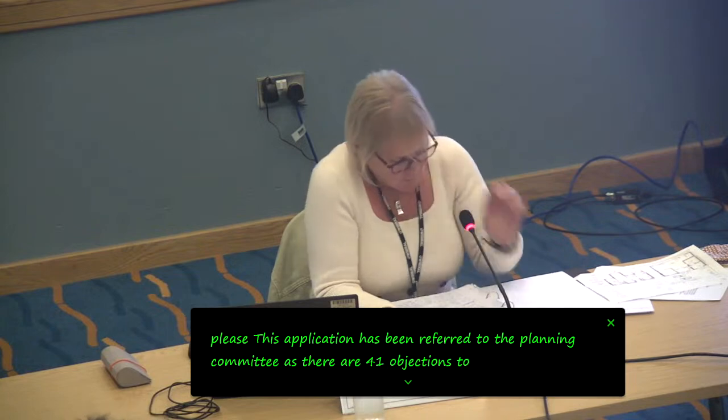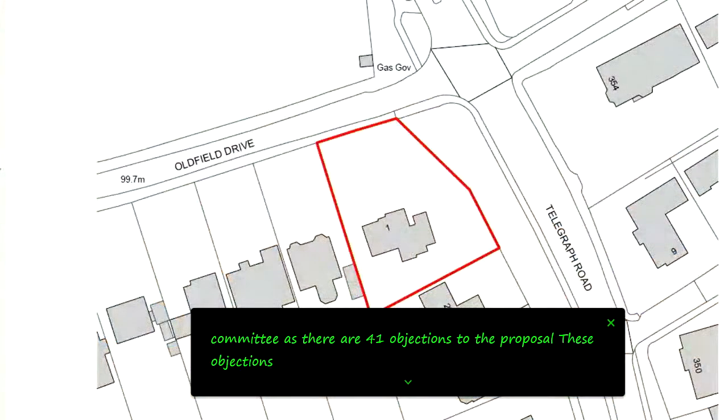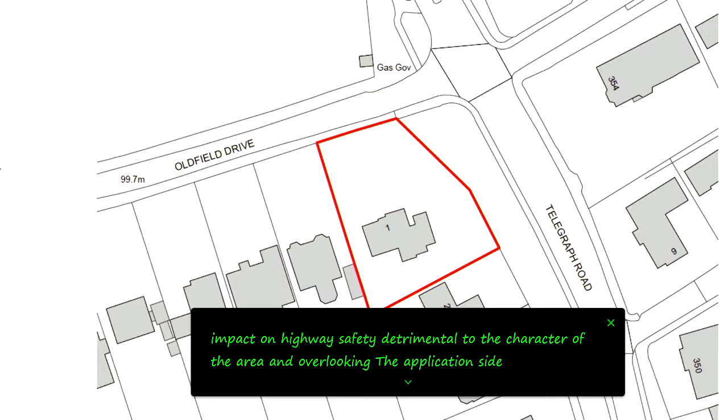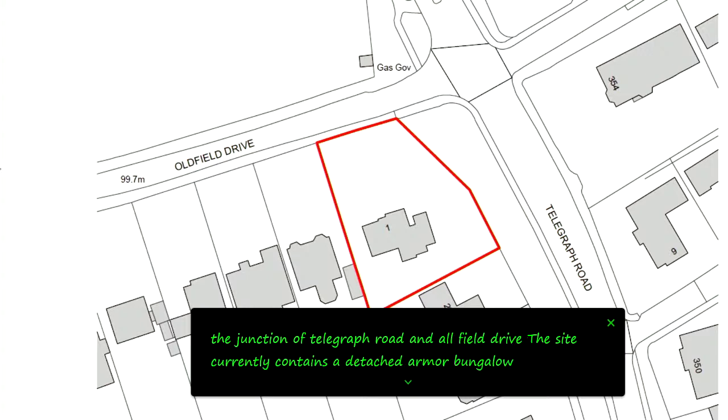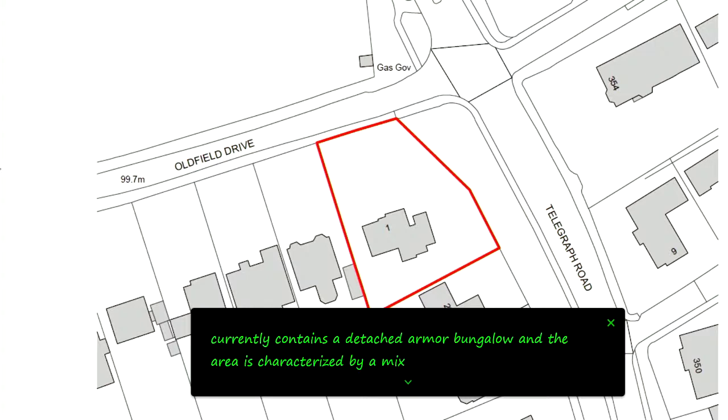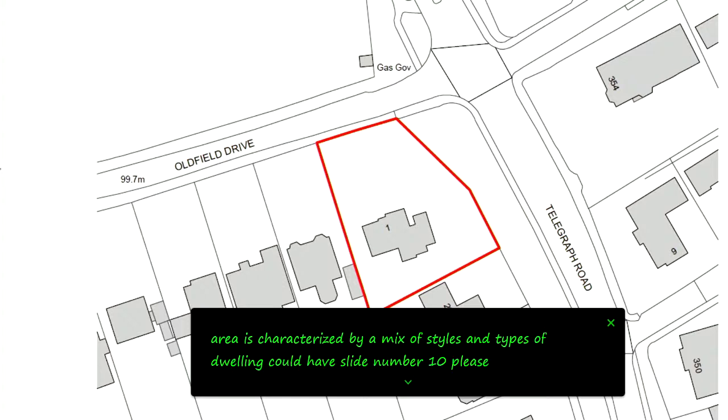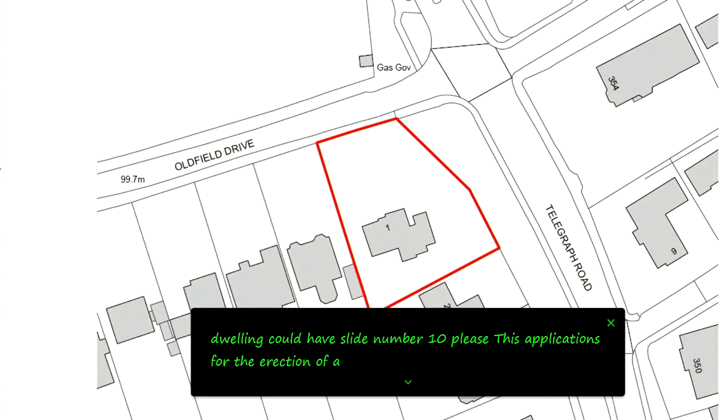This application has been referred to the Planning Committee as there are 41 objections to the proposal. These objections can be summarised as unsustainable development, impact on highway safety, detrimental to the character of the area and overlooking. The application site is located at the junction of Telegraph Road and Oldfield Drive. The site currently contains a detached dormer bungalow and the area is characterised by a mix of styles and types of dwelling. Could I have slide number 10, please?